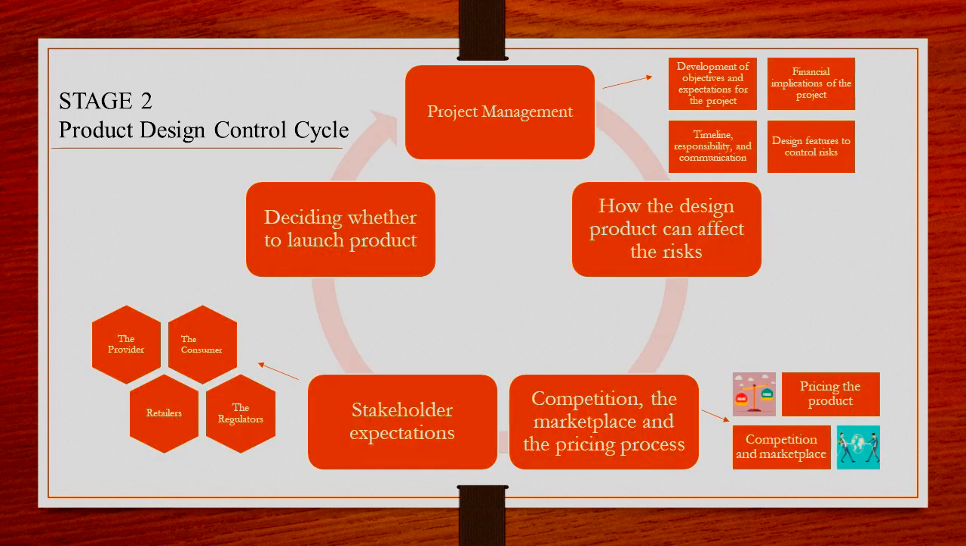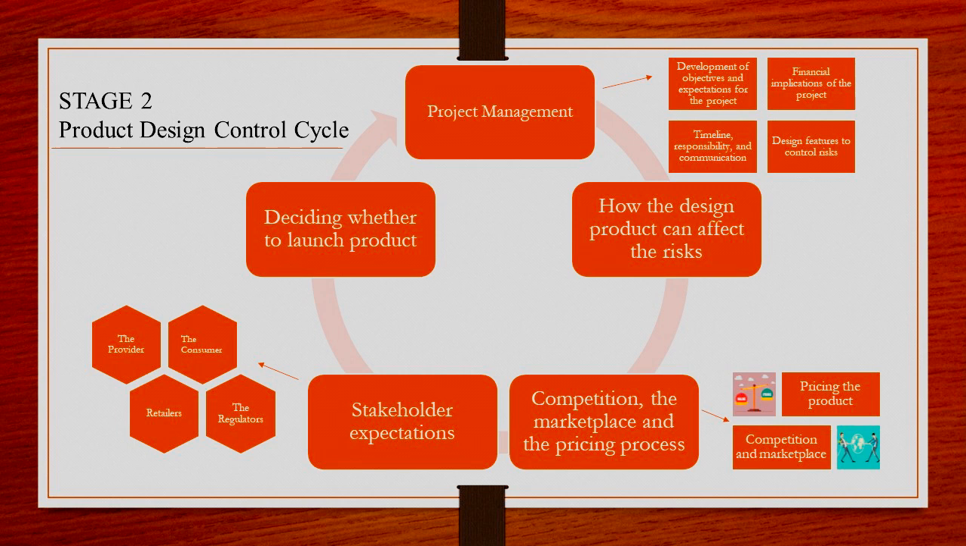Stage 2. Product Design Control Cycle. We are now at the stage of developing the product. In this section we discuss project management. Project management principles should be followed in most product design projects. Project management includes development of objectives and expectations for the project, financial implications of the project, timeline, responsibility, and communication. Before beginning any project, it is important to understand and articulate the objectives and expectations of the project. A major project is often overwhelming due to its size and scope. Project management takes the overall project and breaks it down into small tasks that are more manageable.